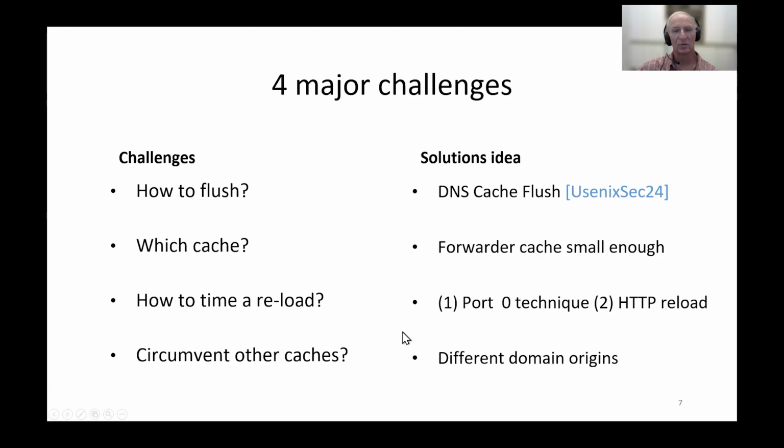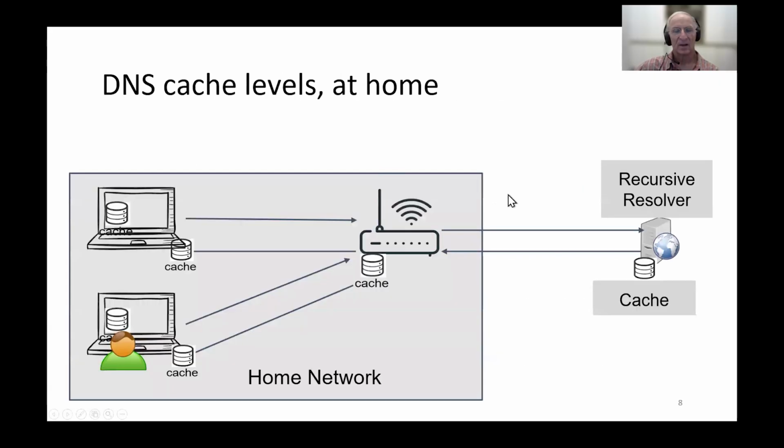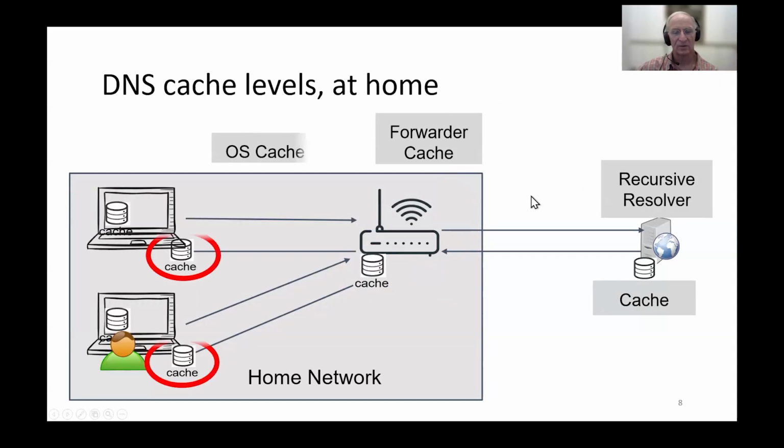We need to make sure they don't get in our way. So, as I told you, we use the DDoS attack we developed a year ago to flush the forwarder cache. Next, we see that there are several different caches we could use.